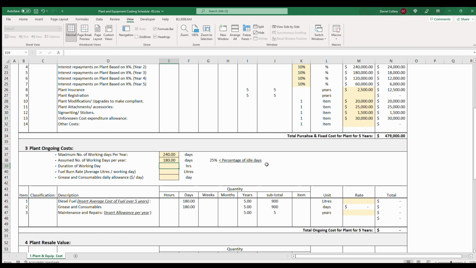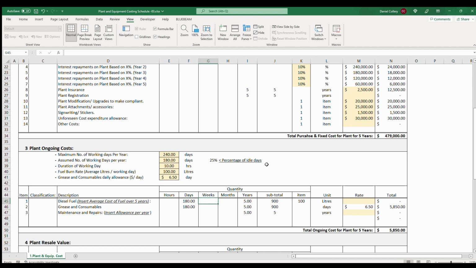Duration of working day, this is for reference when it comes to the fuel burn rate below, so let's just base it on a standard 10-hour work day. Fuel burn rate is the average litres per working day. We could say 100 litres per day for this item of plant. Grease and consumables daily allowance, let's say $6.50 per day.